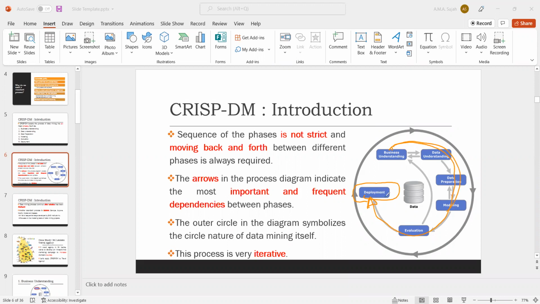This is not a stop. What is the reason? We can't stop after deployment. Even after some duration, the behavior is changed. So you need to do these 6 phases again and again. Even after the deployment, they continue the modeling. This is an iterative process.